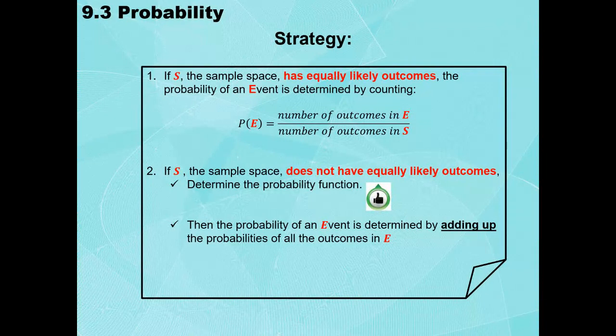If S, the sample space, does not have equally likely outcomes like what we just saw, determine the probability function, like what we just did, right? List out your possible outcomes, list out your sample space. Then the probability of an event is determined by adding the probabilities of all of the outcomes in E, right? All of the ones that contain that, let's add them together.